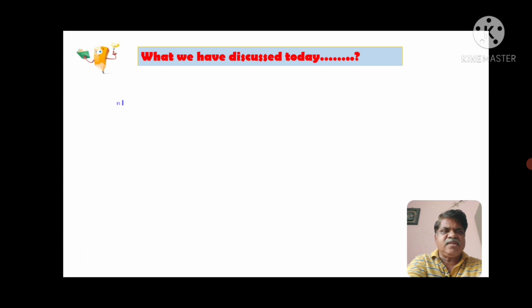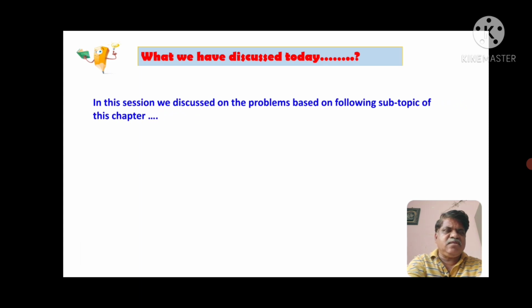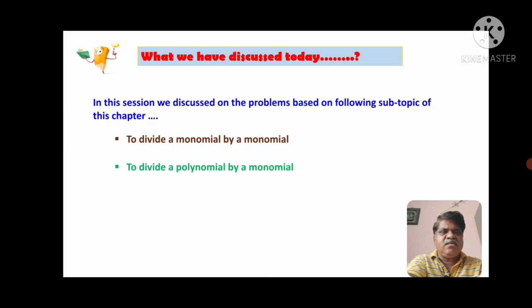So friends, what we have discussed till now in this session are the problems based on the following subtopics of this chapter, that is to divide a monomial by a monomial and to divide a polynomial by a monomial. That is problems from practice set 10.1.